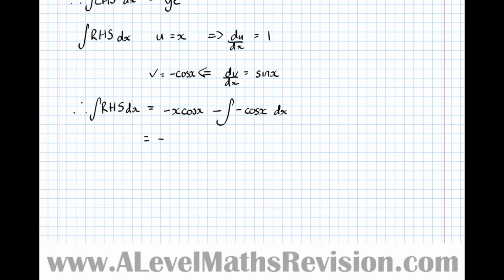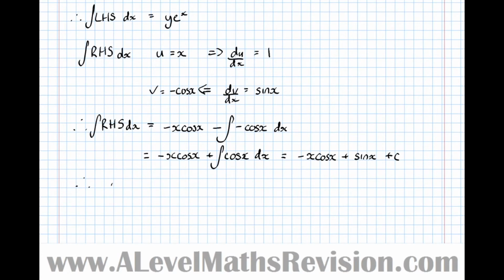Okay, equals minus x cos x plus the integral of cos x dx. Double minus makes a plus, which is equal to minus x cos x. The integral of cos x is sin x, then plus c. Therefore, we get the left hand side is y e to the x equals minus x cos x plus sin x plus c. And there, we've done that one.